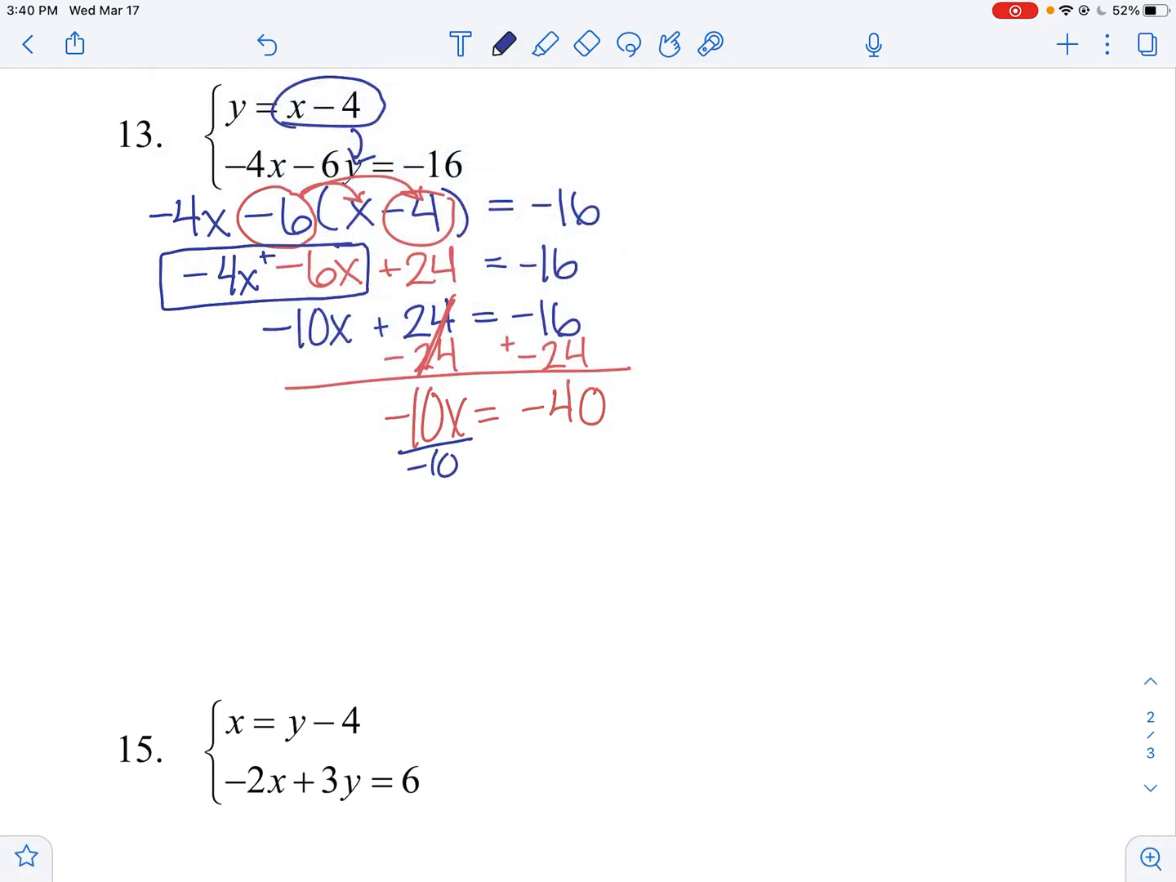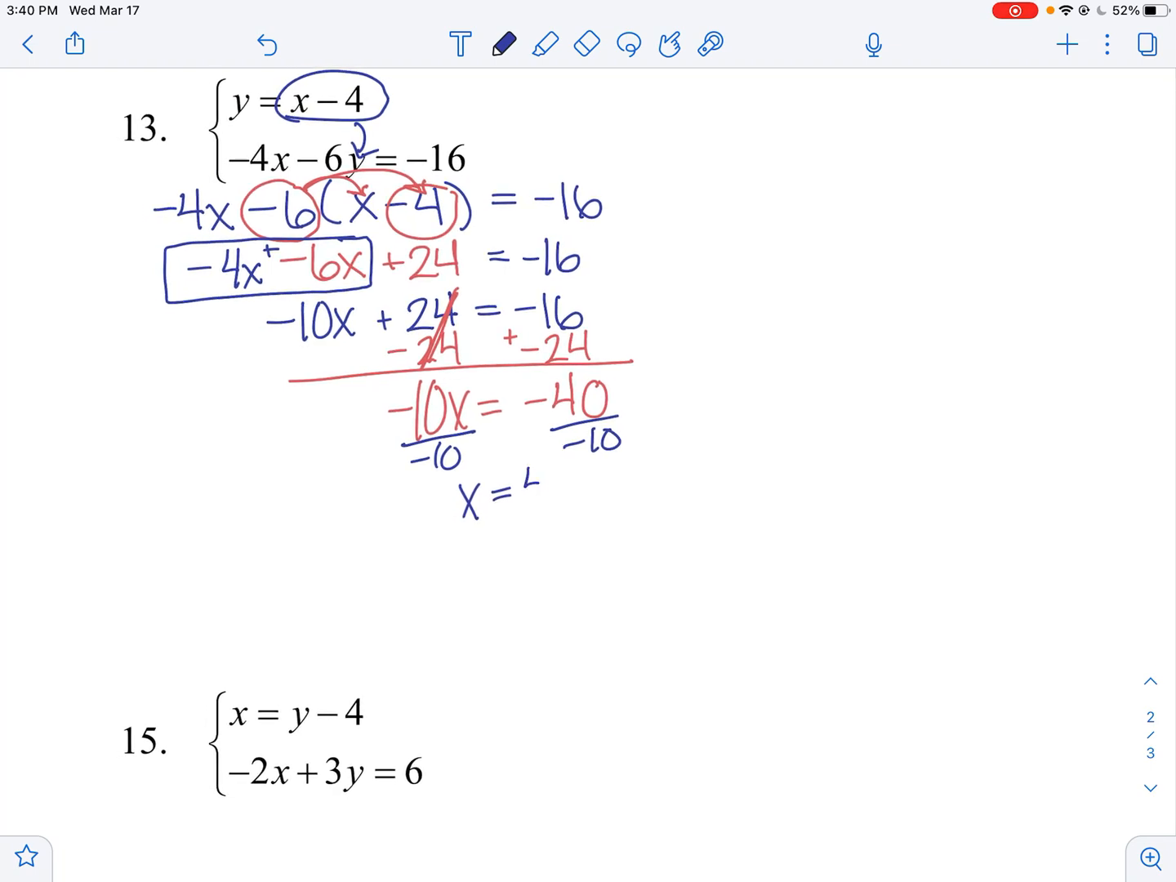And the last thing we have to do is divide by negative 10. Negative 40 divided by negative 10 is positive 4. So x equals positive 4.